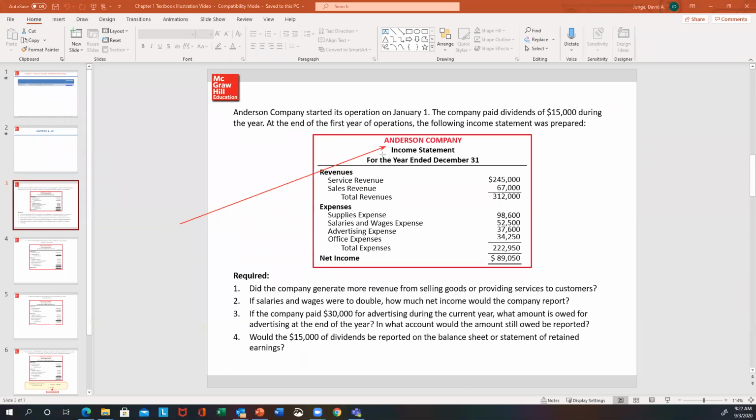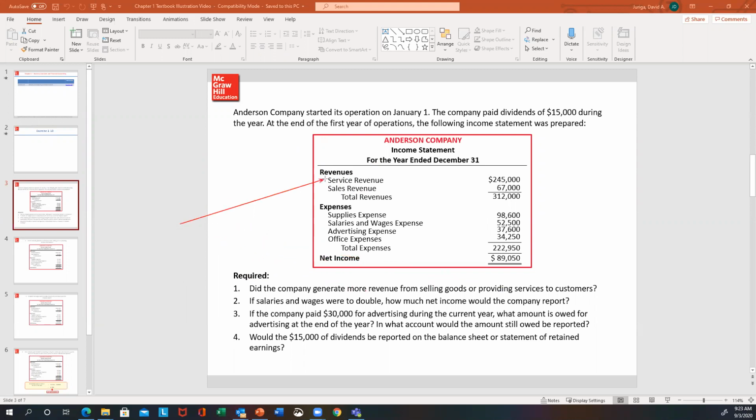And notice they give us an income statement for the year ended December 31st. We have 2 categories of revenue, service and sales, and we've got 4 categories of expenses. They've already prepared this, and they just want us to go through 4 questions. Number 1, did the company generate more revenue from selling goods or providing services?